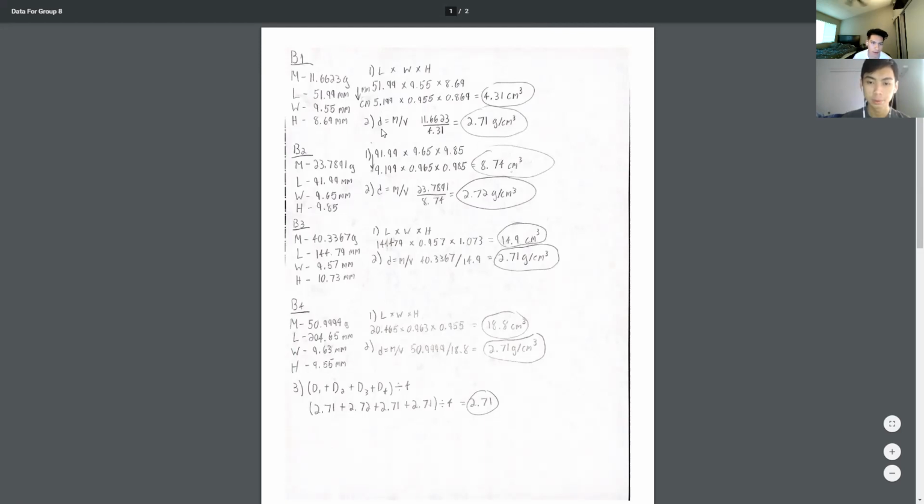And for number 2, calculating density is density equals mass divided by volume. So I'm going to plug in the mass that's given here, and I'm going to divide it by the volume that I get. And it's going to give me 2.71 grams per centimeter cubed.